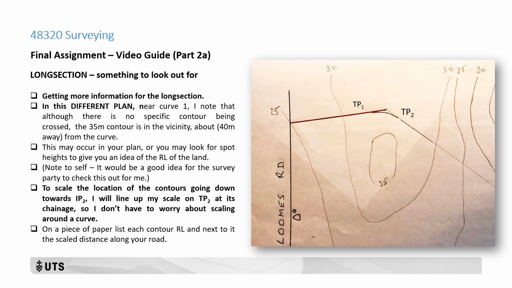The other reason why we said it's important to plot the curves is for getting the chainages of the contours 30, 25, 20 heading down to the right of the plan. It's much easier if I get the chainage of TP2, line my scale up at that chainage and then measure on from there rather than trying to measure around the curve. So on a piece of paper, list down each contour RL and next to it the scale distance or chainage along your road. Again, you've already had experience of this in your contouring assignment.